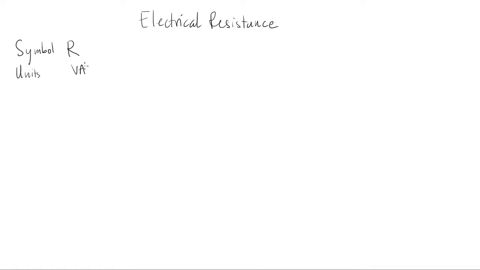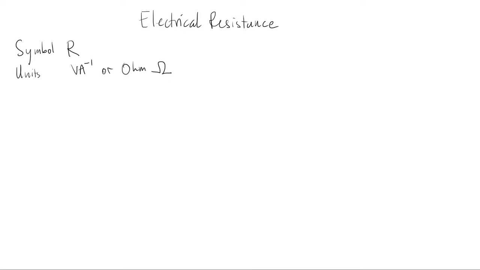I'm going to talk about resistance, electrical resistance. And the symbol is capital R. Sometimes you'll see little r, but we'll talk about that later. And the units are the volt per amp, but you see that very rarely, or the ohm, which is the Greek capital letter omega.